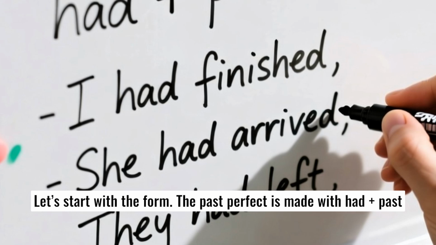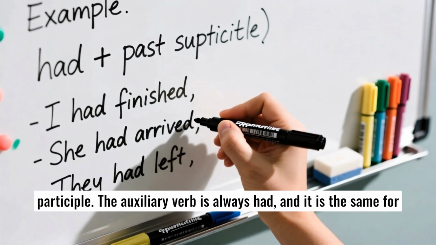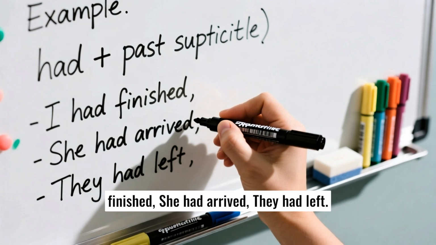Let's start with the form. The past perfect is made with had plus past participle. The auxiliary verb is always had, and it is the same for all subjects: I, you, he, she, it, we, they. For example, I had finished, she had arrived, they had left.